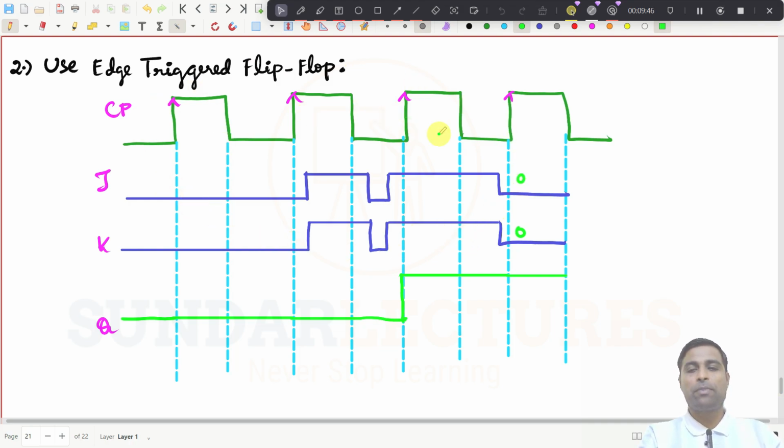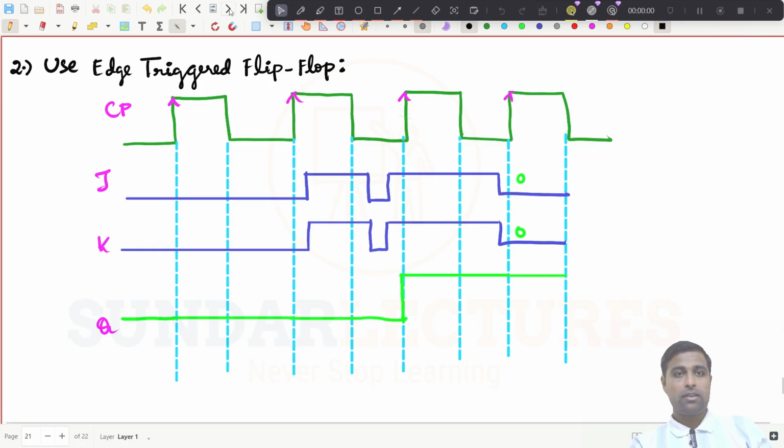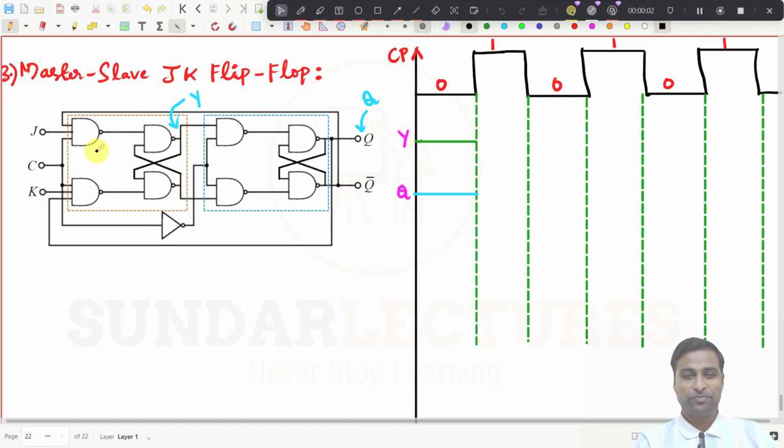So this is one type of avoiding the race around condition, right? What is the next one now? It is the master slave JK flip flop. Even if you are using the level triggering flip flop, you can avoid it by using the master slave flip flop.